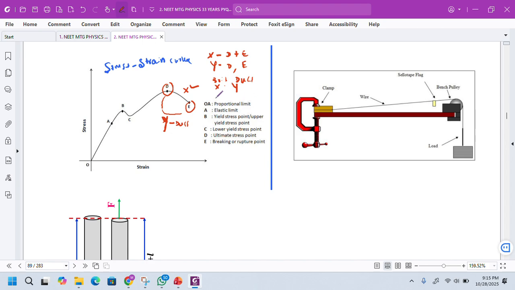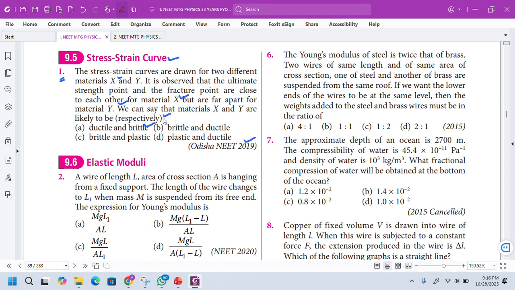Hence, respectively, X and Y: brittle and ductile. You could take ductile and brittle also, but in the bracket he has mentioned respectively. Respectively means you have to identify the first material, then the second material. The first material is brittle, the second material is ductile. Hence, brittle and ductile is the correct answer for this particular question 1.